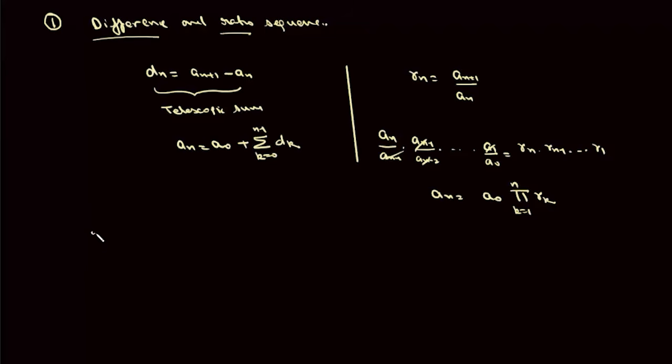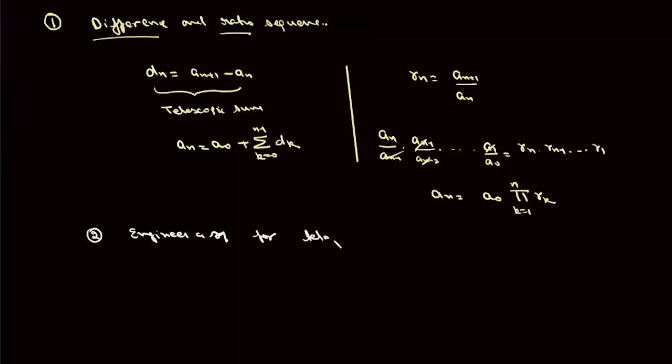Second technique is we can engineer a sequence for telescopic sum and products. Say, for example, we are given a sequence which is defined as a_{n+1} equals a_n upon 1 plus n a_n, and we are given that a_1 is 1.